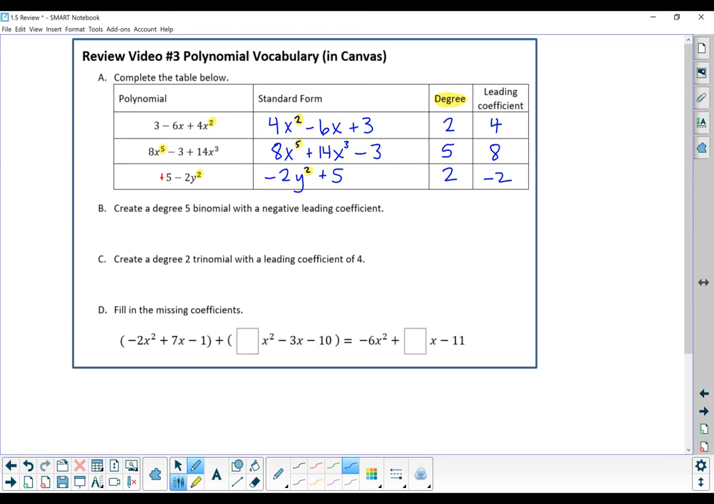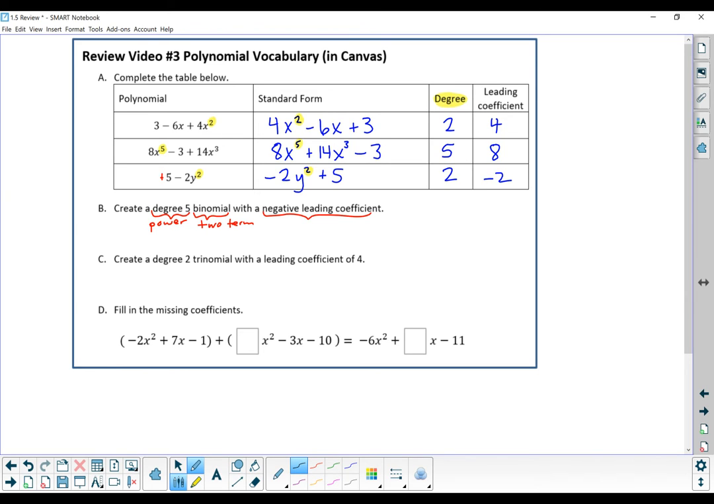All right, parts B and C ask us to create a polynomial. So it gives us a lot of information. So first it says we want a degree 5. So this is telling me about the power. It says it needs to be a binomial. So that means it needs to have 2 terms. And it tells me that the leading coefficient needs to be a negative number.